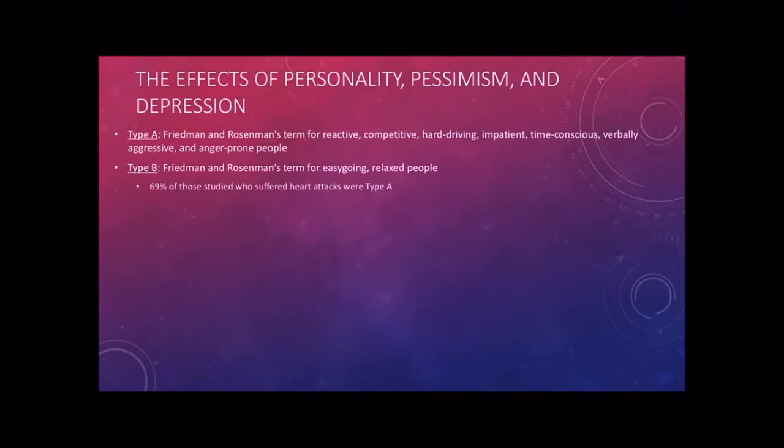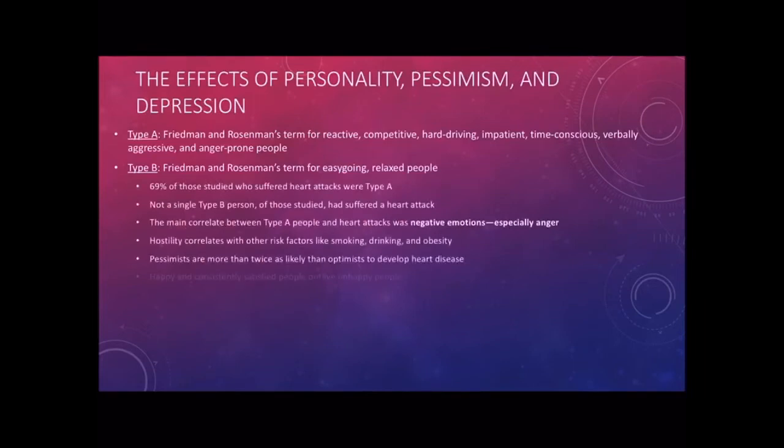Okay. So type A versus type B people. Essentially, type A people are a little bit anal, right? Like they're control freaks, they're competitive, they're hard driving, they're impatient, they're aggressive, they're often anger prone. So A for like aggression, anger, stuff like that. And then people who are type B are like super easygoing, relaxed, like nothing is going to bother them.